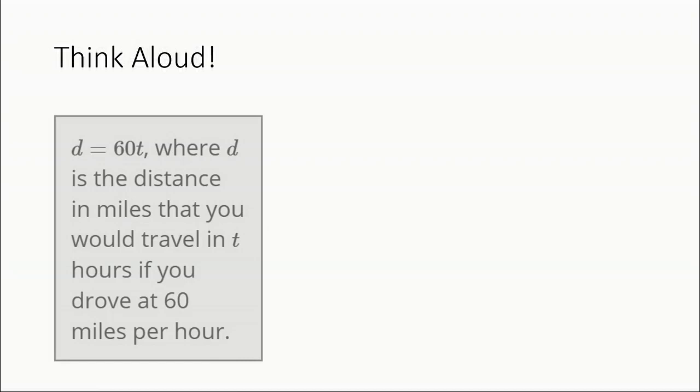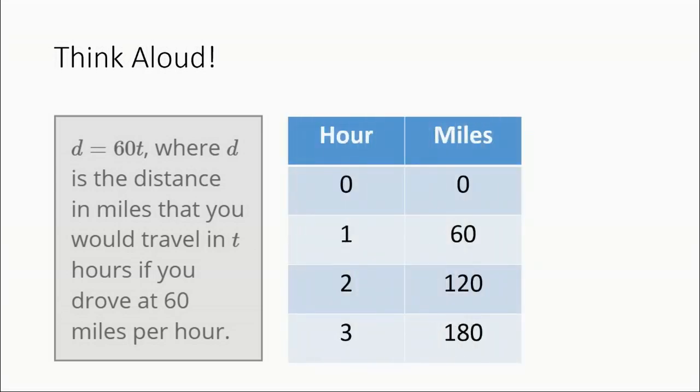Let's think out loud. So this first equation, we have the distance equals 60 times the time, where D is the distance in miles that you would travel in T hours if you drove at 60 miles per hour. So on a table, it would look something like this. Obviously, if you don't go anywhere for 0 hours, you have traveled 0 miles. But after traveling 1 hour, if you're going 60 miles per hour, then how many miles would you have traveled? 60 miles. Y'all, you know what? I was so shocked when I learned this as a kid. I was like, oh, duh, that's why it's called miles per hour.